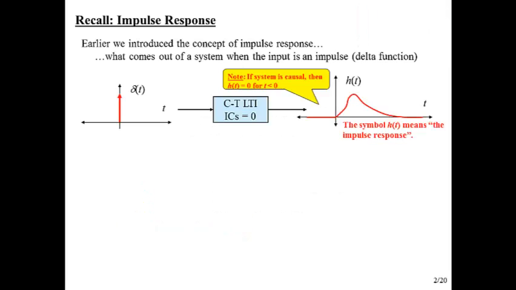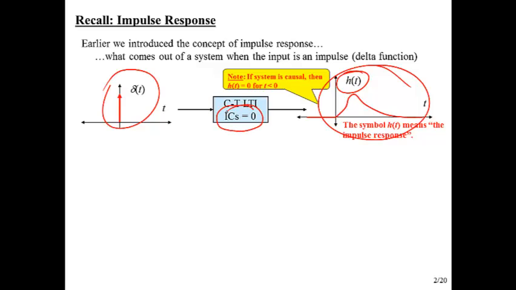And just like for discrete time, and like we saw earlier for continuous time, if we hit the system with a delta function, the thing that comes out is called the impulse response, and we reserve the symbol h of t to mean the thing that comes out from putting in a delta function, or the impulse response. This is done under the assumption of all the initial conditions being equal to 0.